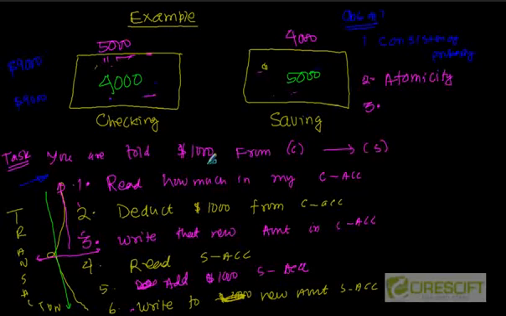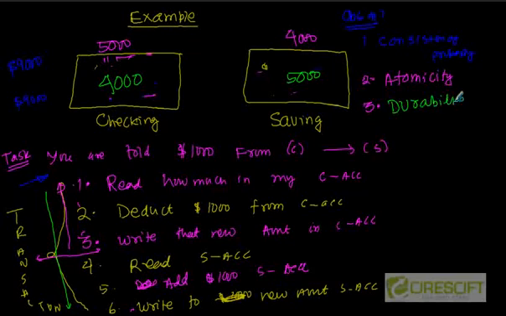So when you go back and tell that person who gave you the task that the task is complete, that means these values of 4000 and 5000 remain permanent. Once you say it is complete, that is the value, 4000 here and 5000 there. That is called the durability property.